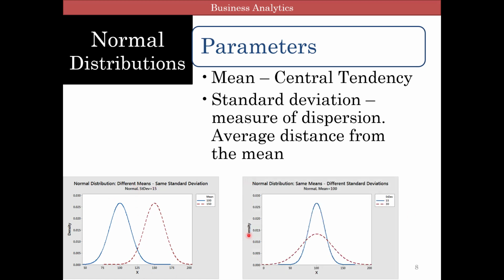Here is another example where we have the same mean. The blue and red have average at 100, but standard deviation for the red is 30, and you can see that the spread is a lot broader and it's less tall. So the blue distribution is taller than the red distribution, and the blue distribution is narrower than the red distribution.